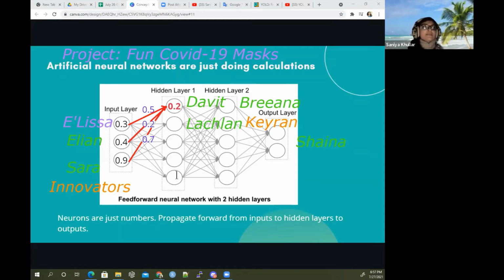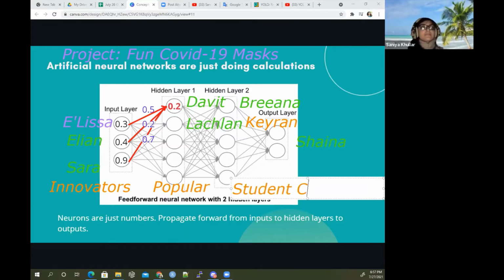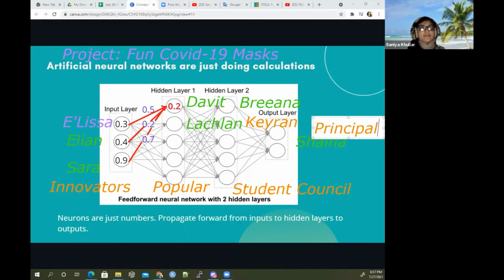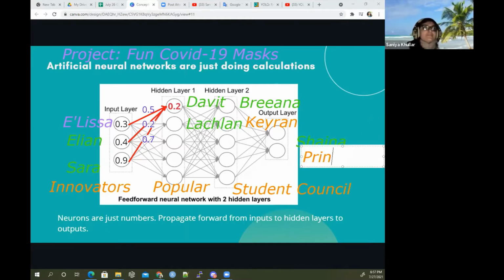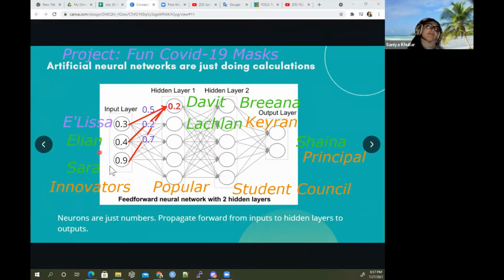So these are the innovators, and then these are the popular kids. And these are student council. And then this is the principal, Principal Shayna. It's kind of polluted with names now, I'm sorry. The idea is that Alyssa, Elian, and Sarah are the innovators. They've come up with the idea that if you have to wear masks, why not decorate the masks, make it super enjoyable. That way, if students have to wear a mask, they'll enjoy it. I did this with my mask: tie-dye it, iron on patches, make it pretty enjoyable to wear masks.